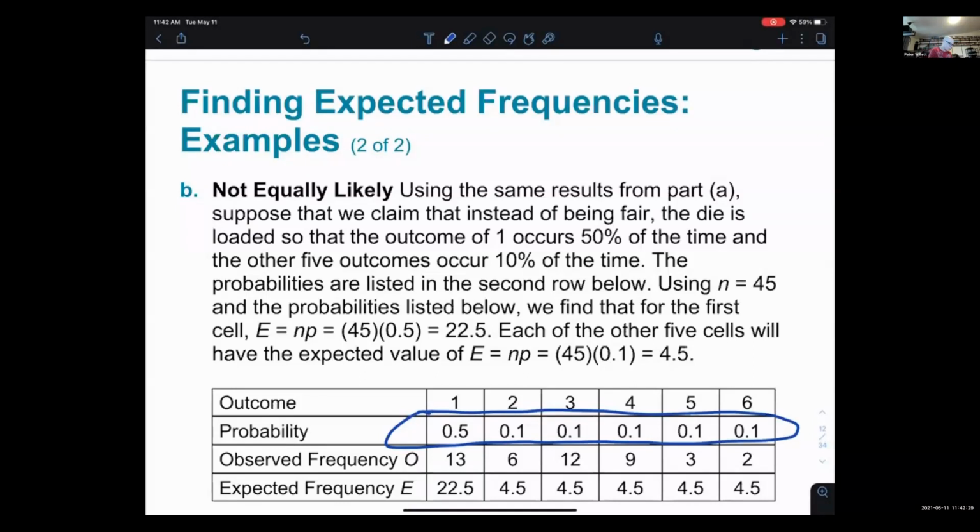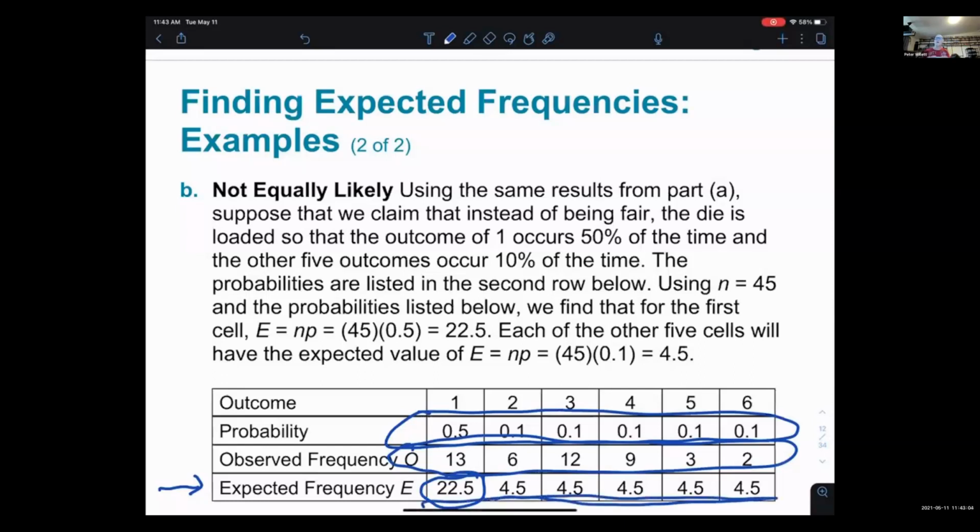Then we could compare those with the observed values by creating expected frequencies, by saying, all right, I did 45 rolls. So if half of them were a 1, that would be half of 45, or 22.5, which matches 50%. And then all of the others being 10% each, 10% of 45 is 4.5. So if the probabilities were as outlined, 50% for 1 and 10% for all the others, then these are the expected values we would get.